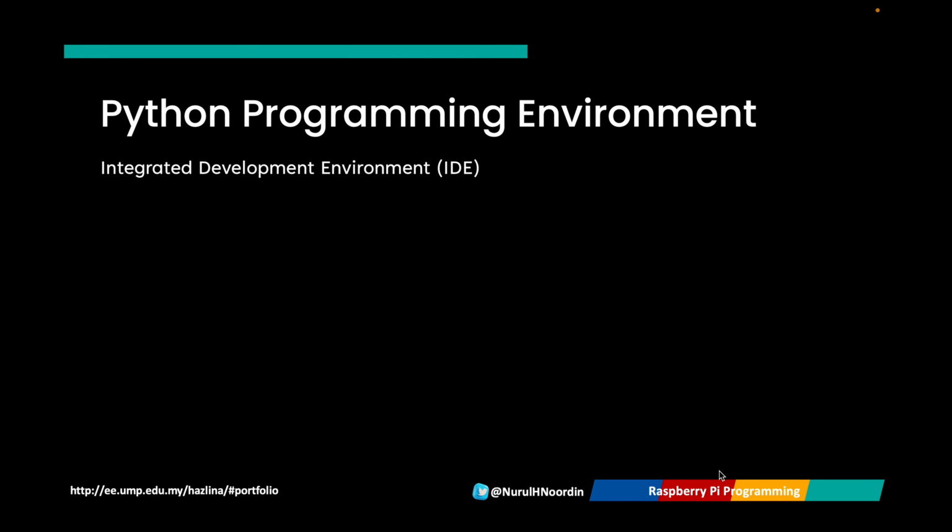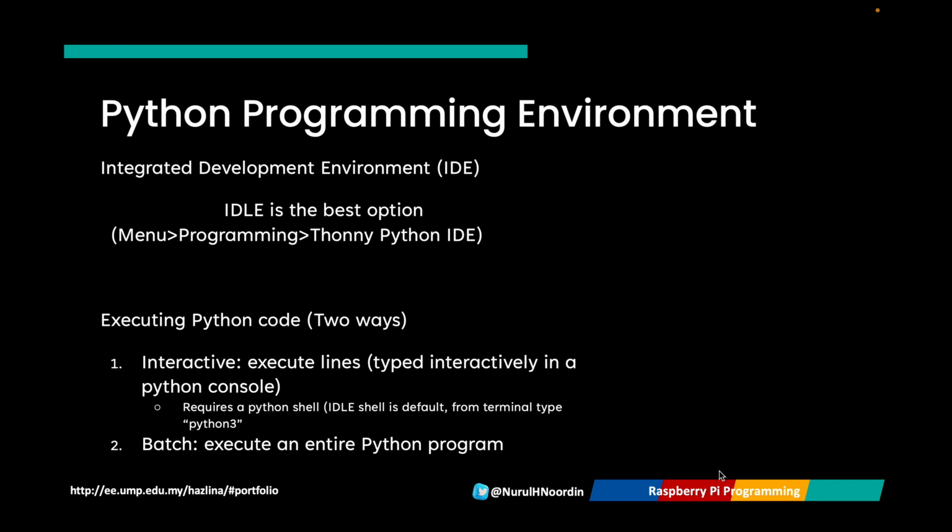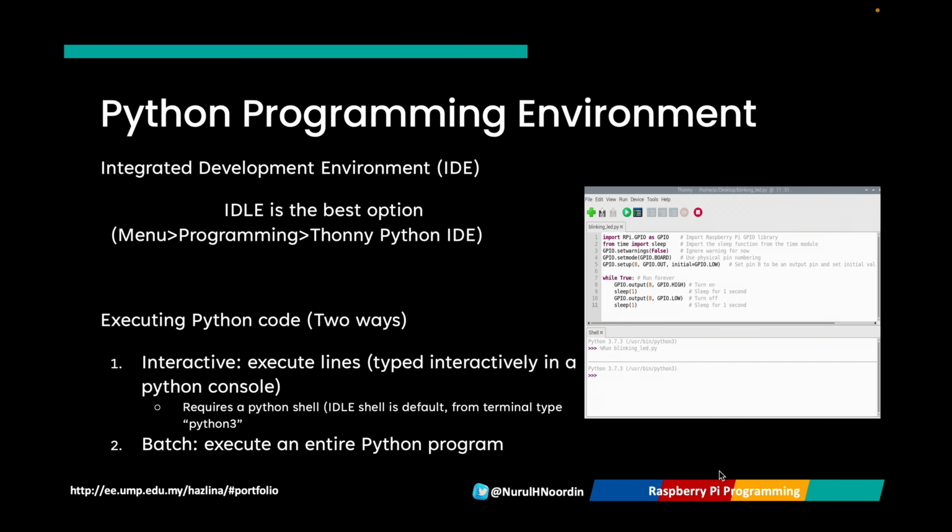Python provides two main environments, the interactive shell and the integrated development environment, IDE, like Thonny. The Python shell allows you to type and execute single-line commands interactively. It's great for testing small code snippets. However, for developing full applications, we use an IDE like Thonny. It provides an editor to write and save scripts, as well as tools to debug and run programs efficiently.